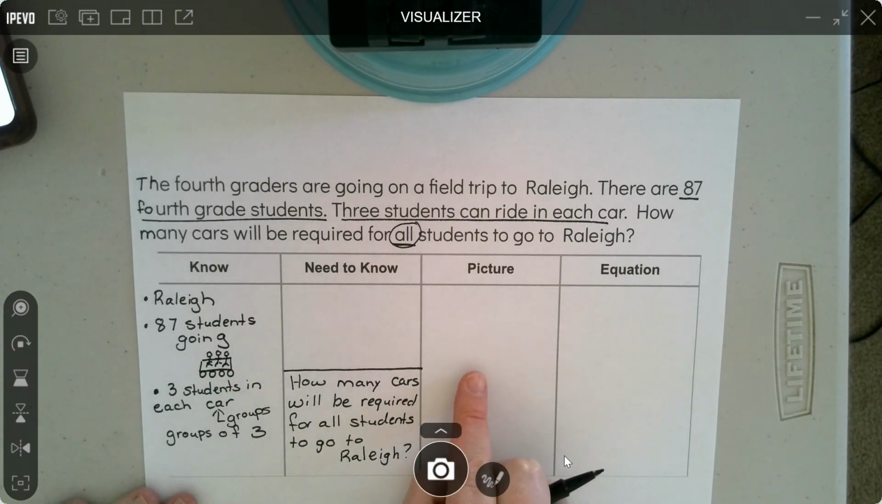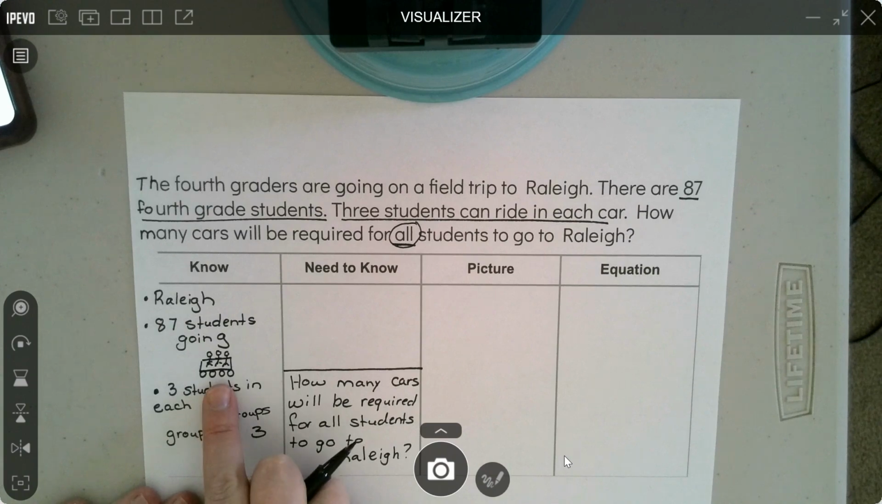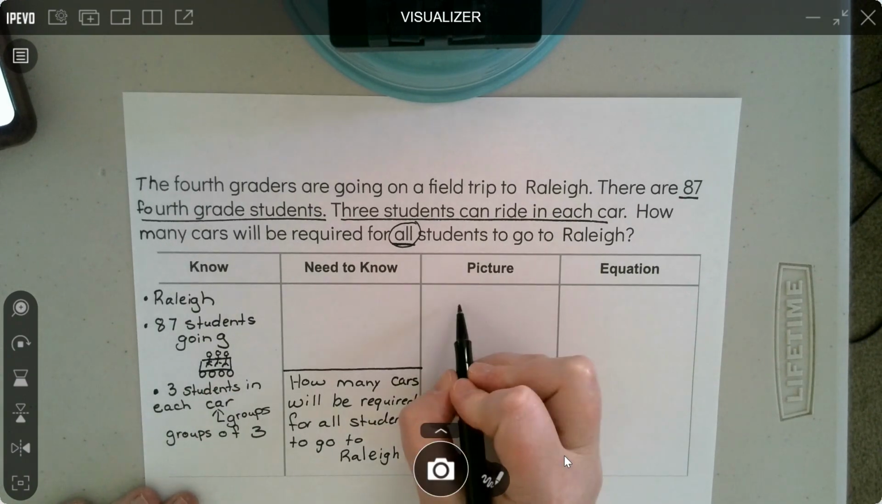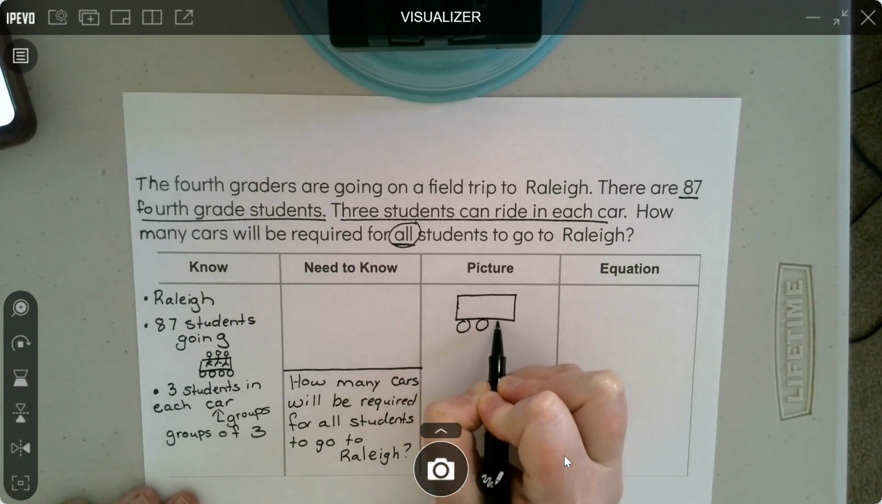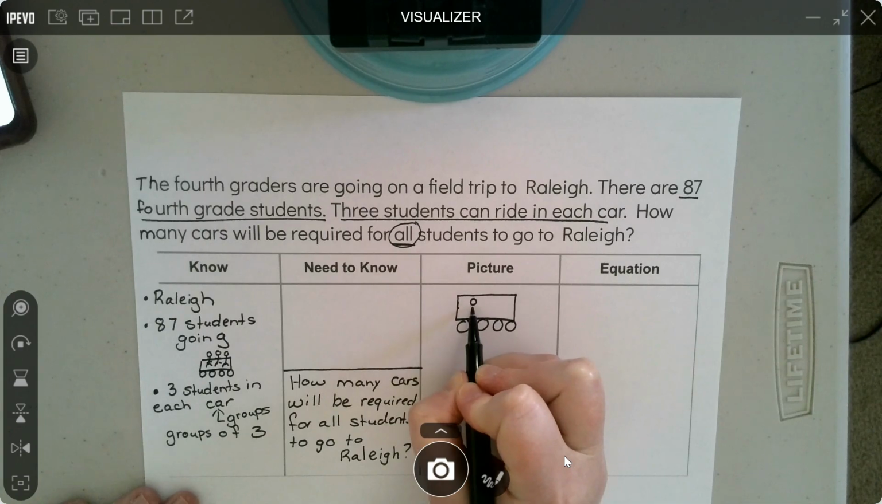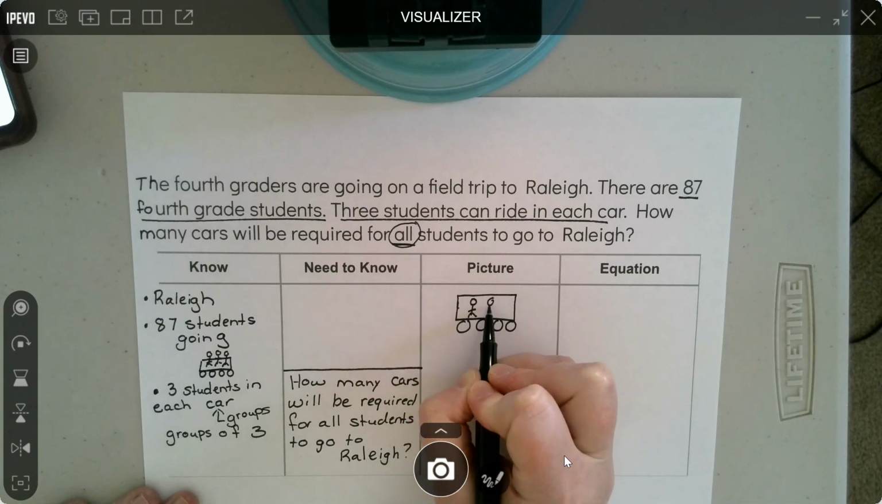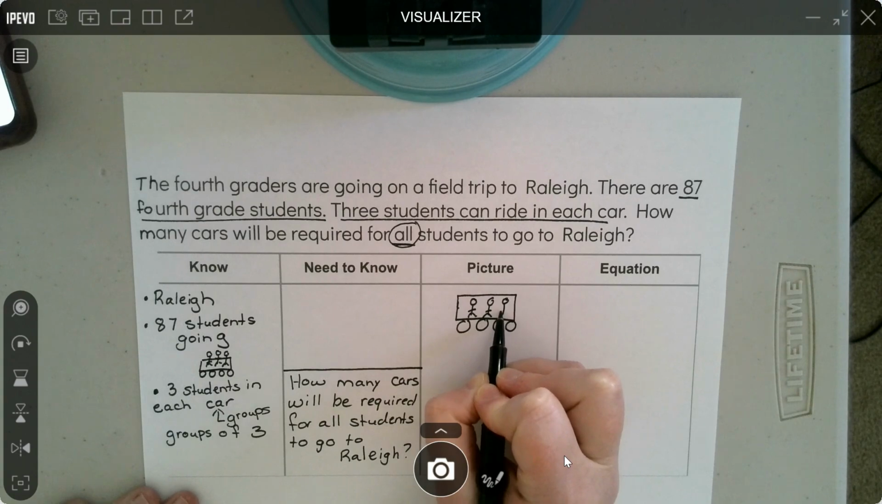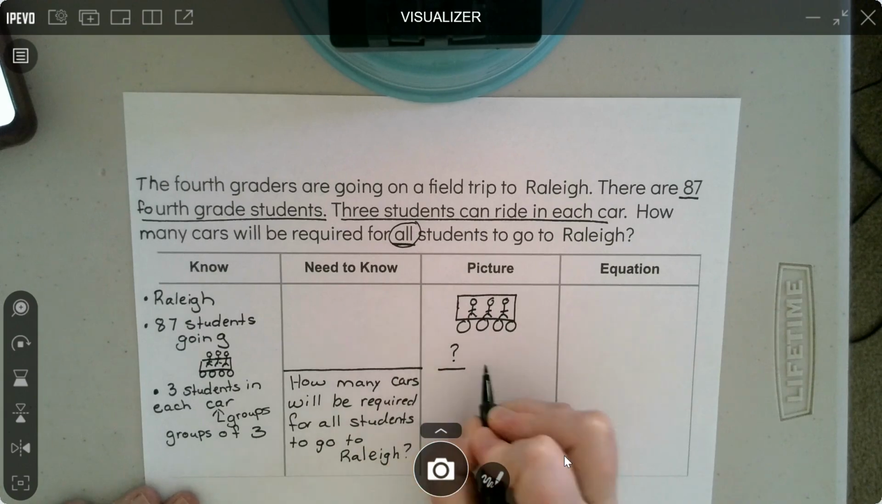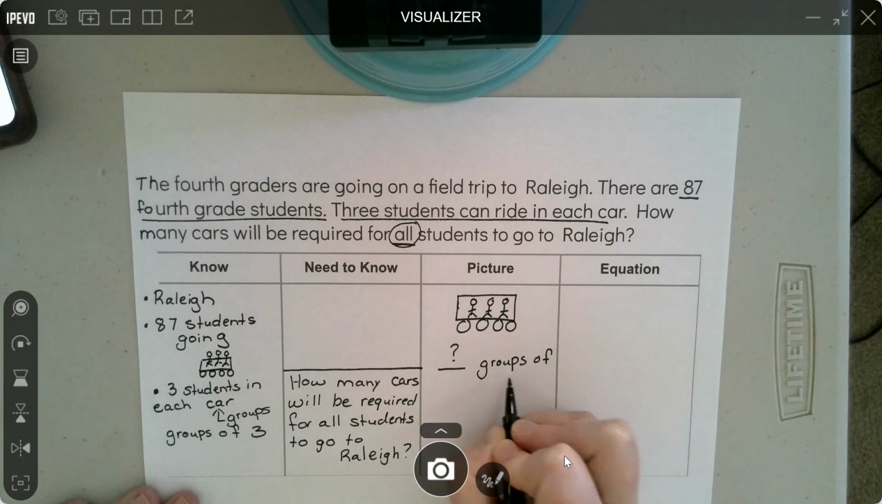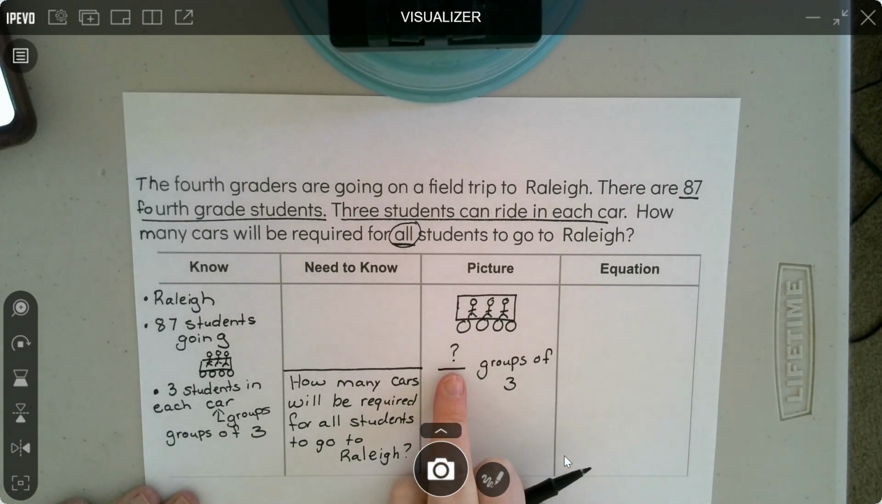So let's go over here to our picture. I kind of already drew a picture here. I can visualize my groups. Now the question is, how many of these groups of 3 will I need? So blank, I don't know, groups of 3. So that is what we are trying to figure out. How many groups of 3? Each car is a group.